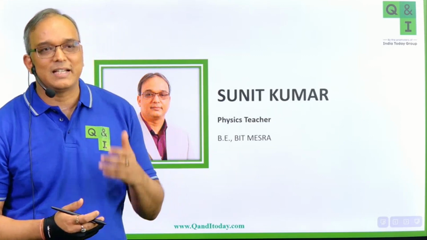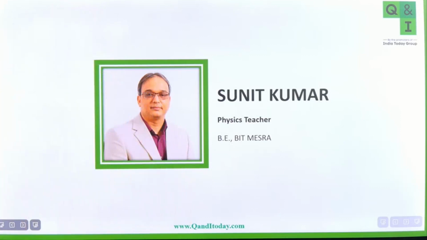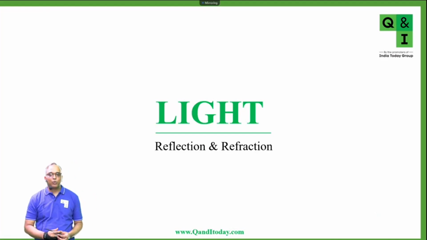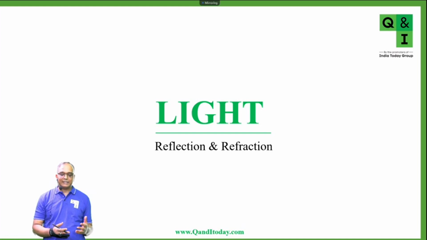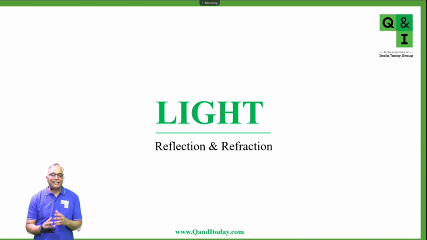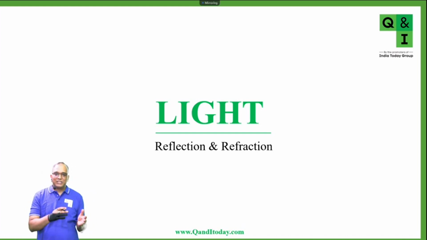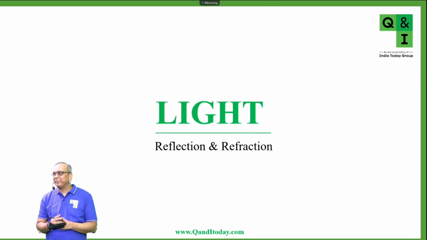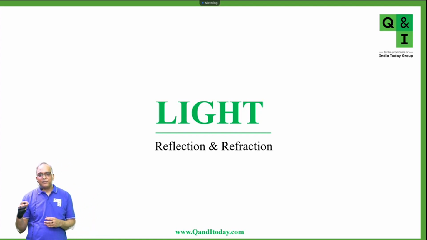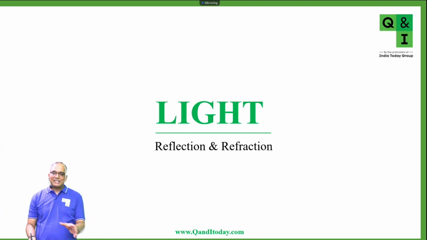Okay, so let's start the class, students. The first chapter which we are going to do in class 10th is light, reflection and refraction. There are two topics which are related to each other, light and human eye. And then we have two other chapters, electricity, current electricity and magnetism, which we'll pick up later. So we'll start with light, students.